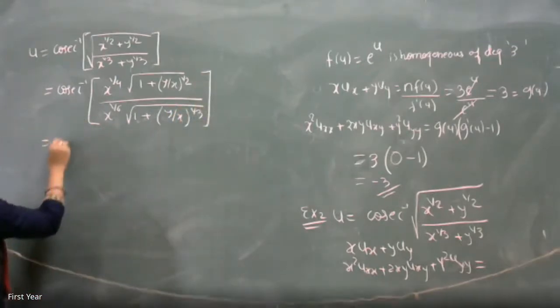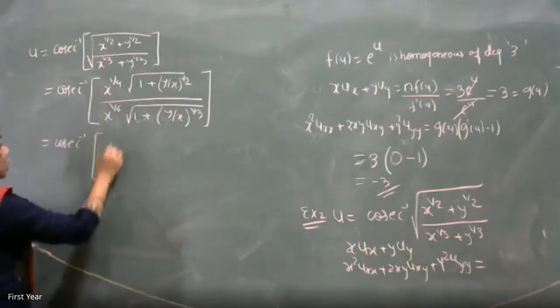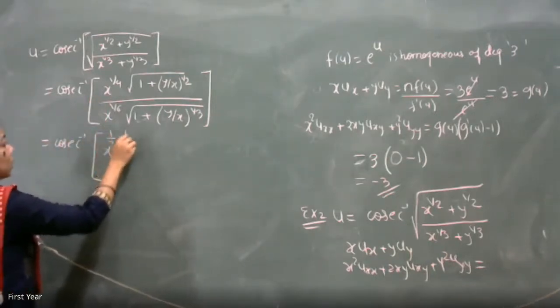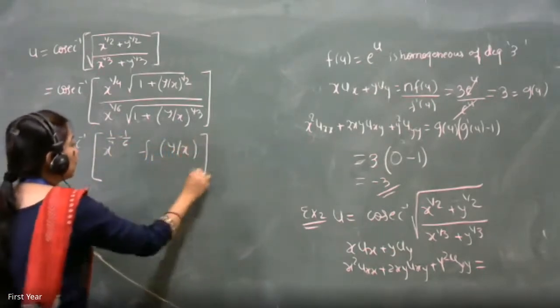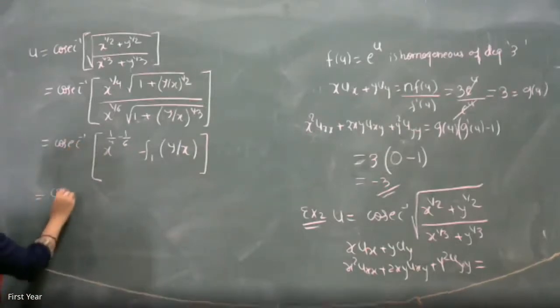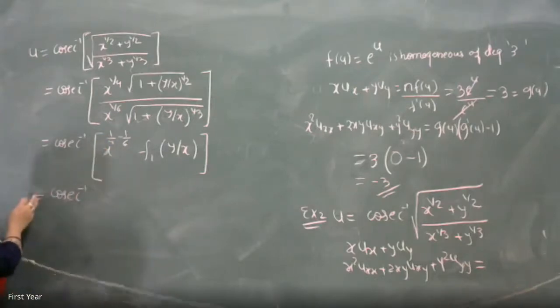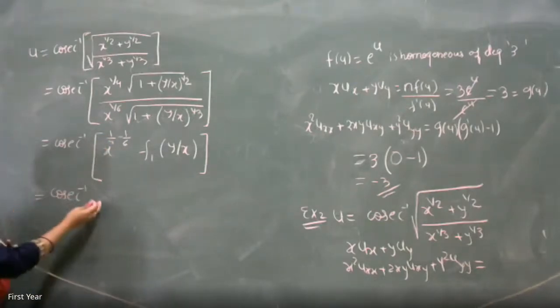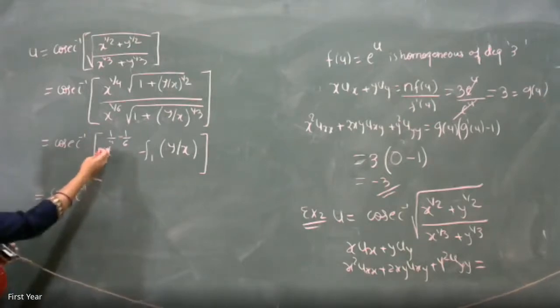And that is cosec inverse of, what is this? This is x raised to 1 by 4 minus 1 by 6 into some function of y by x. So this cosec inverse will always remain in the middle. The value of x that comes, I cannot write towards the left of this cosec inverse, because it is non-zero.